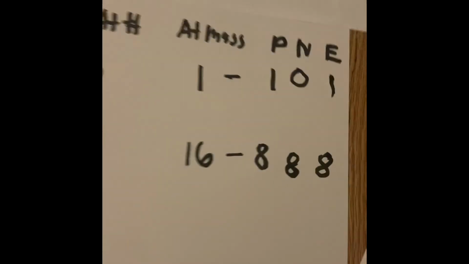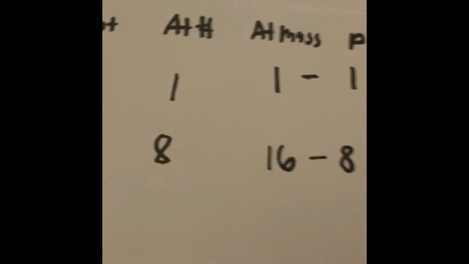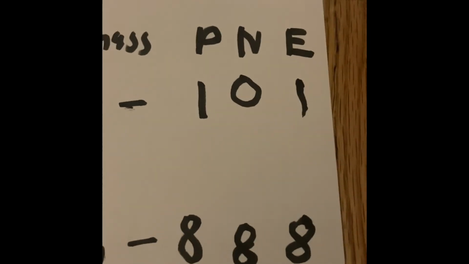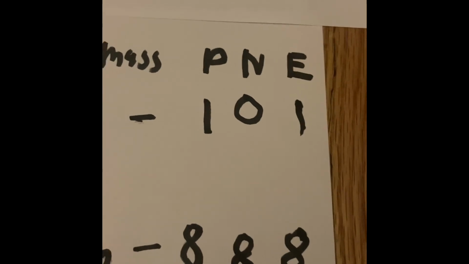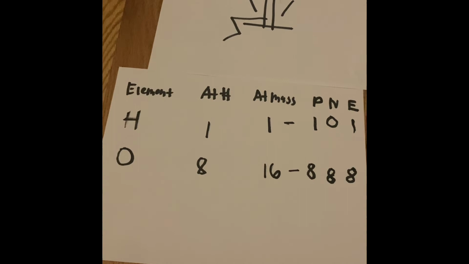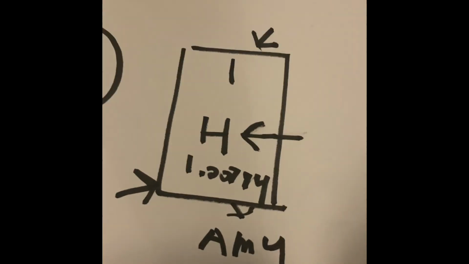So now we got some practice of how to navigate through the periodic table of elements with a certain element: the atomic number, the atomic mass, protons, neutrons, and electrons. But we're not done yet. There's another way we can look at the periodic table.